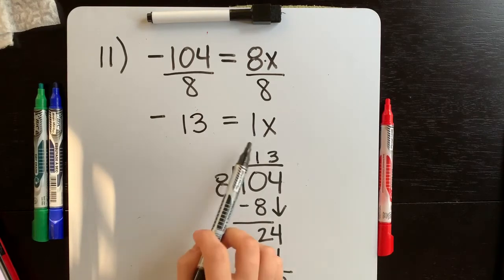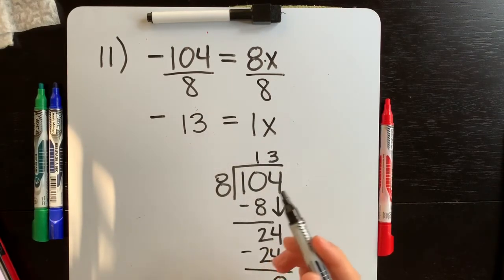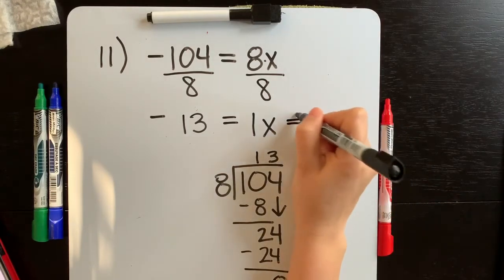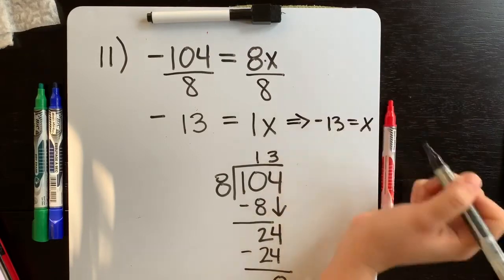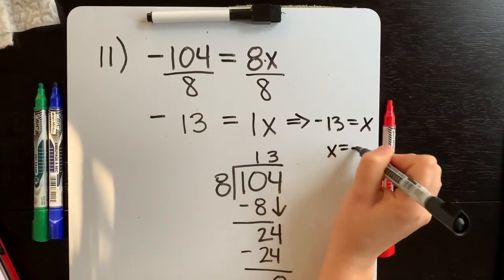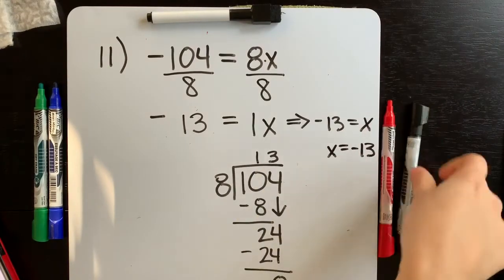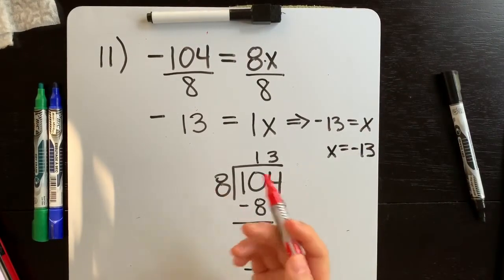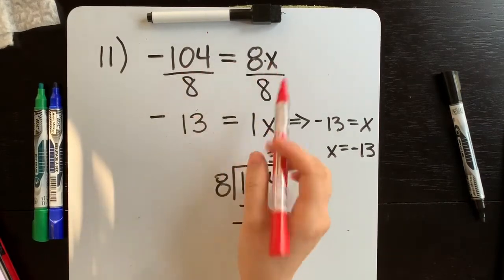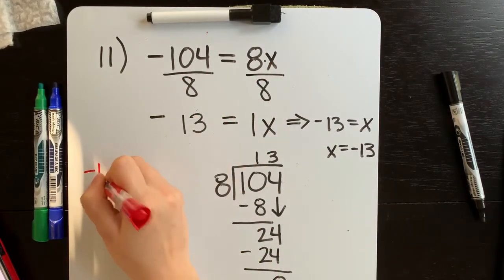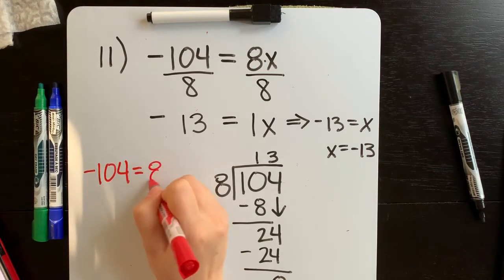You usually don't want to put that 1 there, but we can rewrite this as negative 13 equals x, or x equals negative 13. And again, if you want to check your work, the left side needs to equal the right side. So if I rewrite the original equation, I have negative 104 equals 8x.